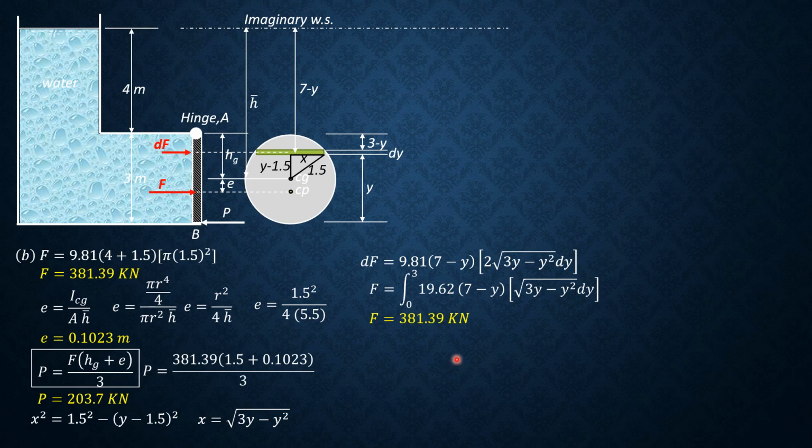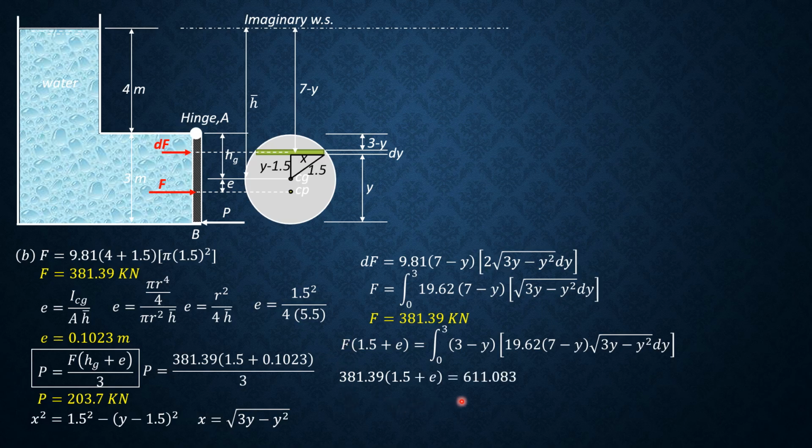Then let's solve for the moment of F about the hinge, which is also the integral of dF times (3 minus y). So F times (1.5 plus E) equals the integral from 0 to 3 of (3 minus y) times differential F, 19.62 times (7 minus y) times the square root of 3y minus y squared dy. So using your high-tech calculator again, we'll have the right side 611.083. So in other words, the whole value here is 611.083 kilonewton meter.